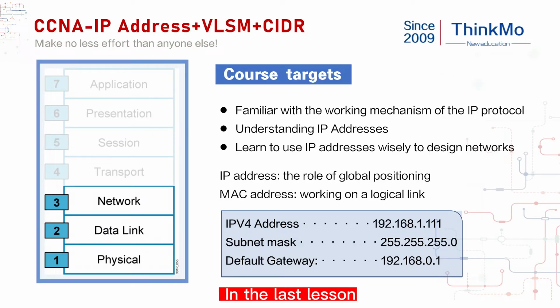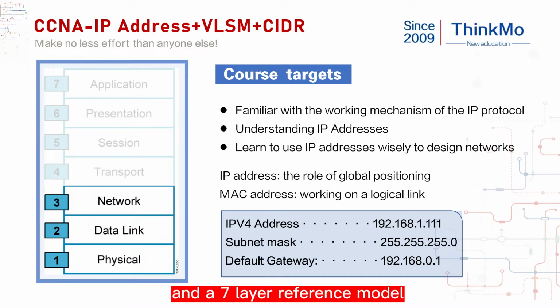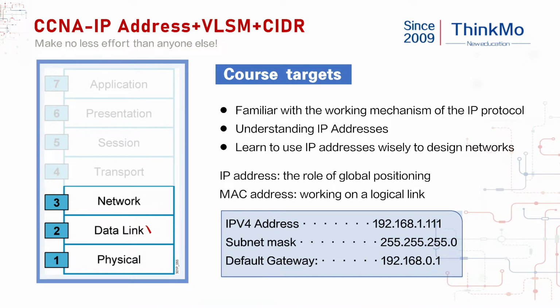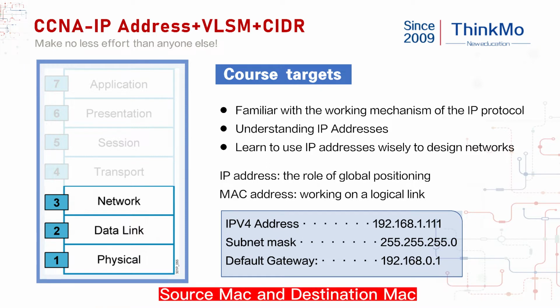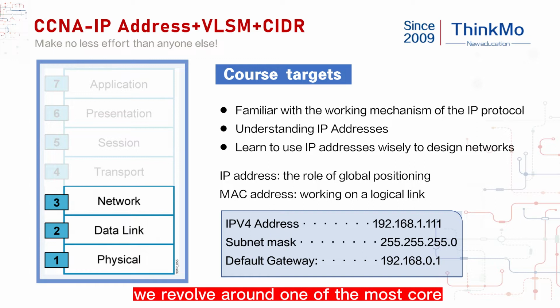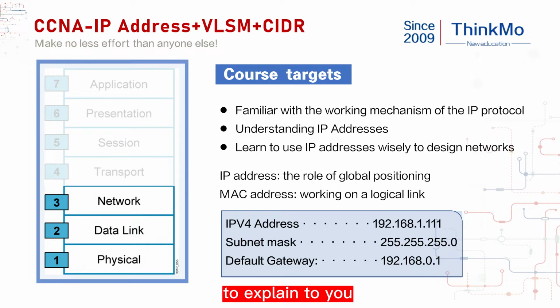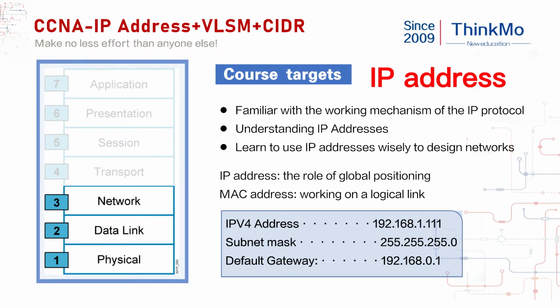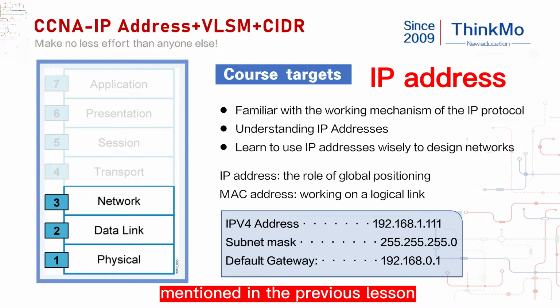In the last lesson we talked about the basic concepts of the overall network and the 7-layer reference model, including 2 key parameters in the data link layer, source MAC and destination MAC. Today we revolve around one of the most core parameters in the network layer, the IP address. Before we start class, let's review the main functions responsible for the network layer mentioned in the previous lesson.